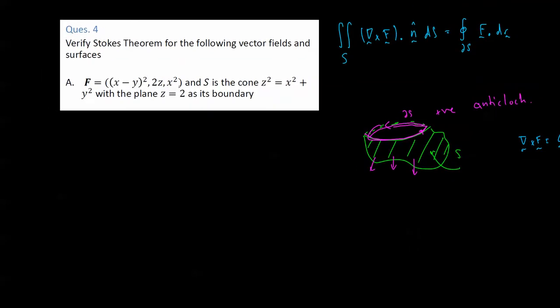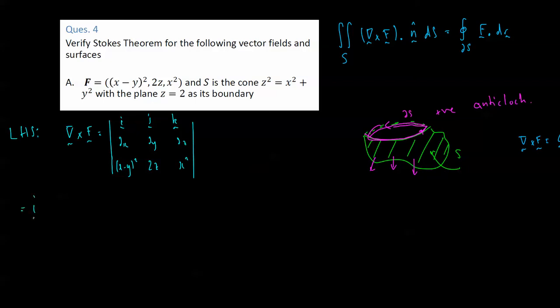So let's verify that. The question's asking us to verify it, so we're going to work out the left-hand side and then the right-hand side. Let's start off working out the left-hand side. First thing is to find the curl of F. So it's equal to i, j, k, del x, del y, del z, and the vector field is (x minus y) all squared, 2z and x squared.